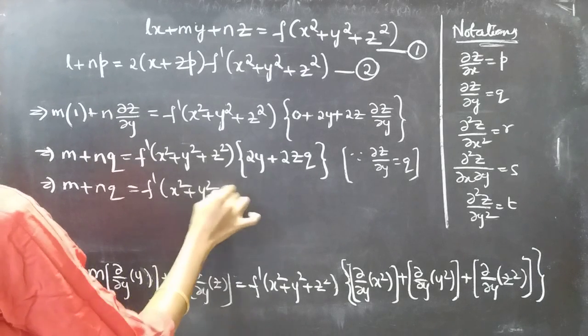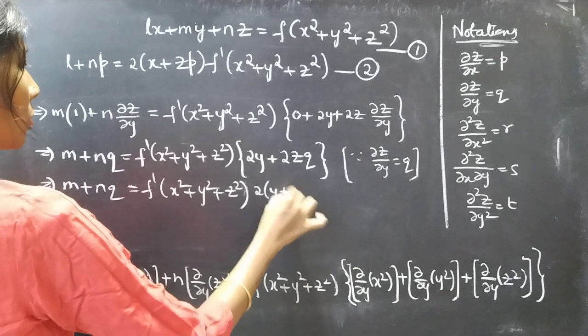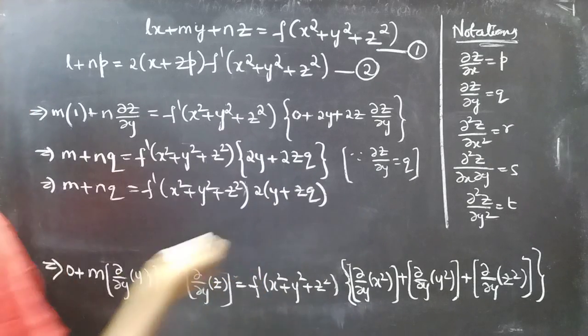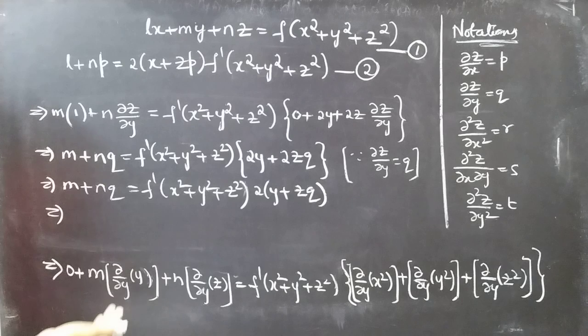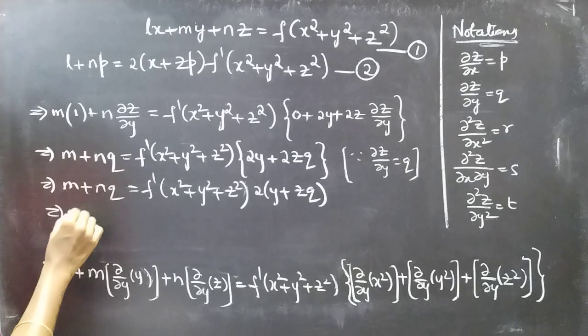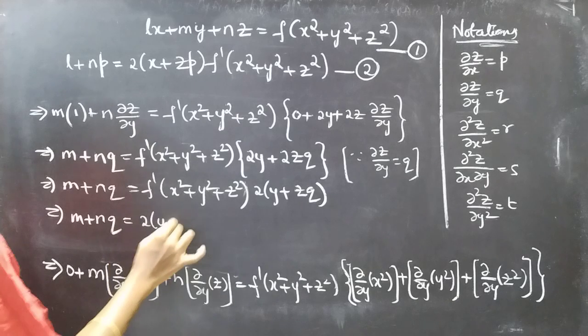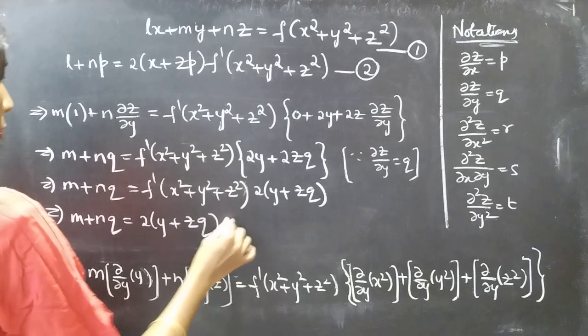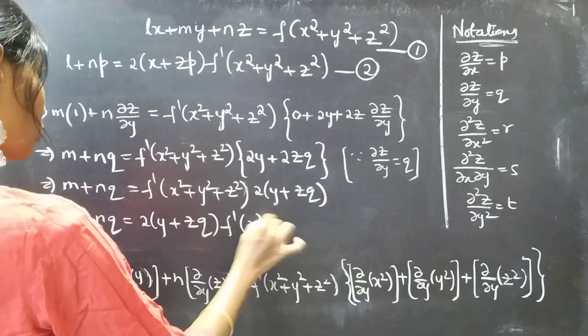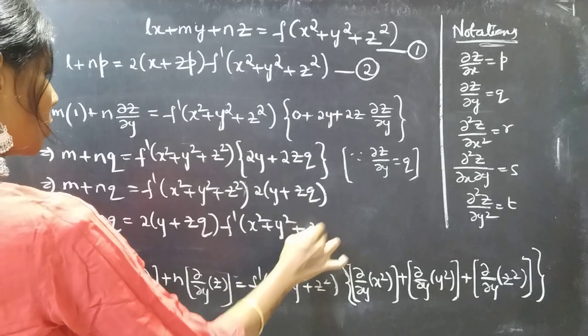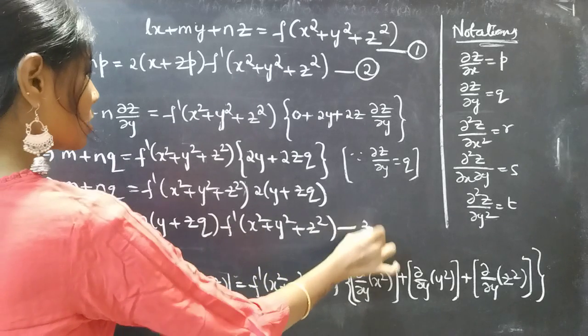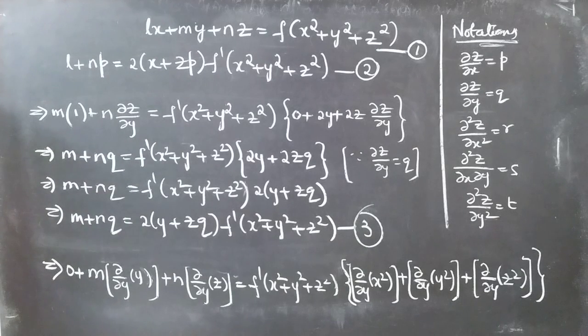Now take 2 common from these two terms. We'll get 2 times y plus zq, or we can write this same equation as m plus nq equal to 2 times y plus zq into f dash of x square plus y square plus z square. Consider it as equation number 3.